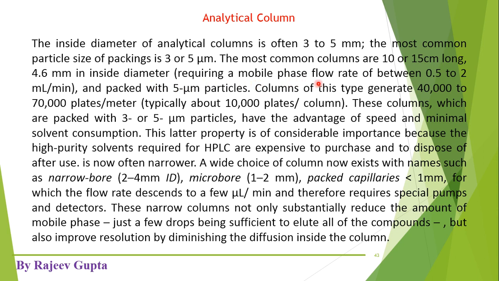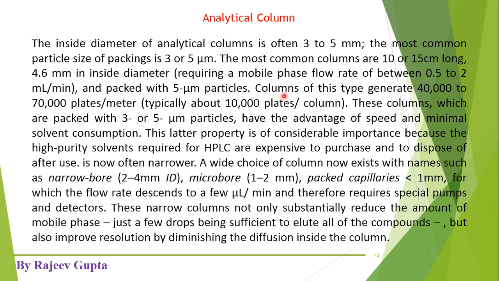In this column, the mobile phase flow rate will be 0.5 ml to 2 ml per minute. So this is the range of flow rates. In this small particle size and packed column, we observe a mobile phase flow rate in the range of 0.5 to 2 ml per minute, meaning in this range our mobile phase flows through the column.